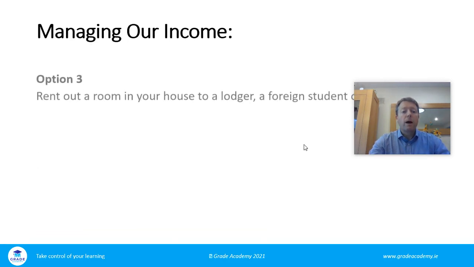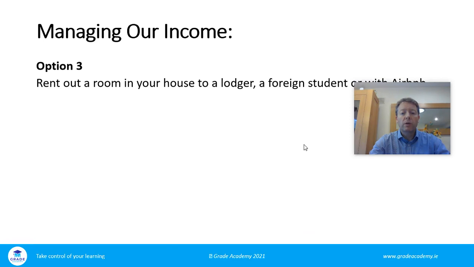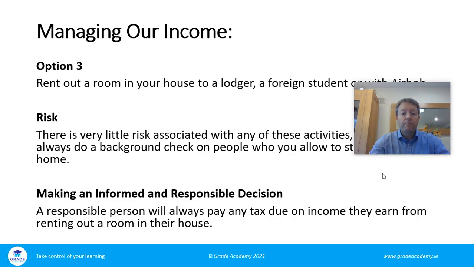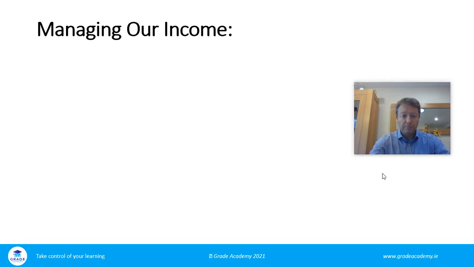managing our income. Option 3, we could rent out a room in our house to a lodger, a foreign student, or with Airbnb. Again, there's going to be a risk, but we need to make an informed and responsible decision.